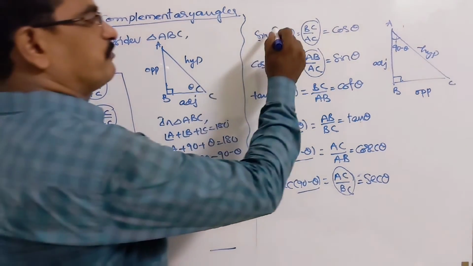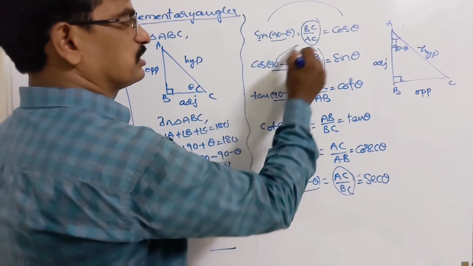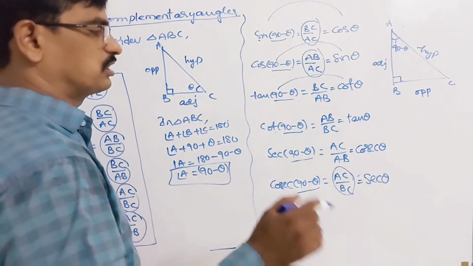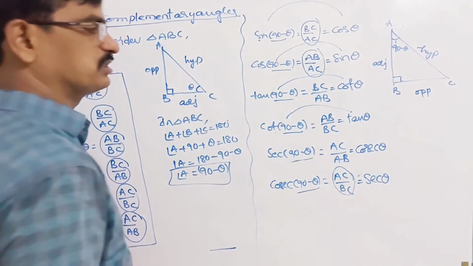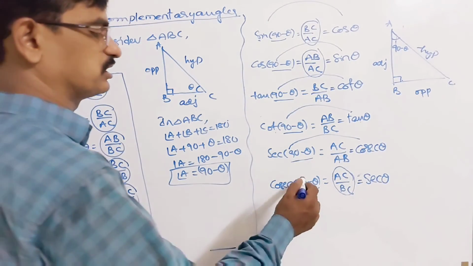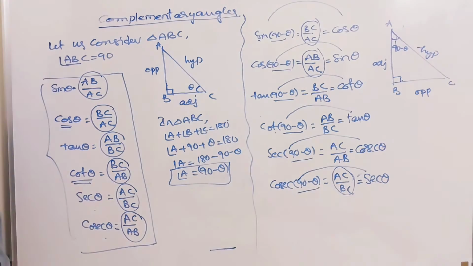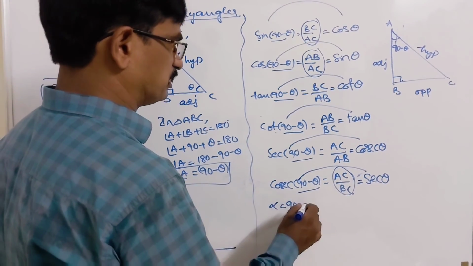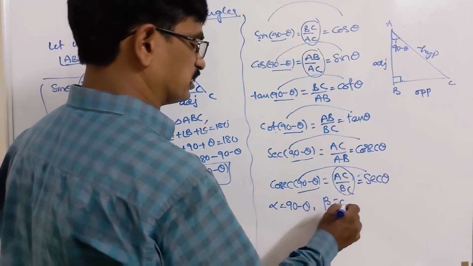Okay, sin of 90 minus theta is equal to cos theta, cos of 90 minus theta is equal to sin theta, tan of 90 minus theta is equal to cot theta, cot of 90 minus theta is equal to tan theta, secant of 90 minus theta is equal to cosecant theta, cosecant of 90 minus theta is equal to secant theta. Let alpha be equal to 90 minus theta and beta be equal to theta.